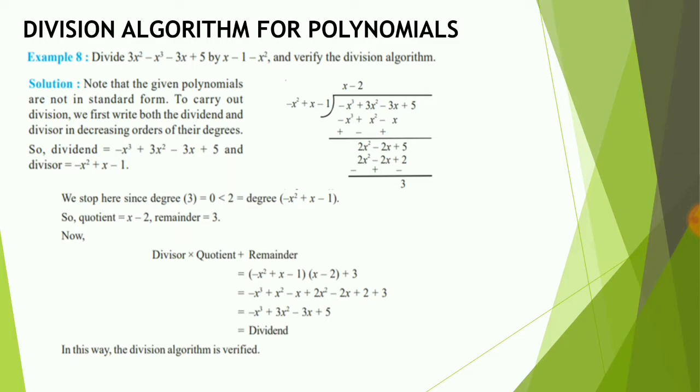We'll check the division. By the division algorithm, we find the divisor into the quotient plus the remainder comes out to be equal to the dividend, because after multiplying minus x square plus x minus 1 by x minus 2, and adding 3 to it, we get the answer as minus x cube plus 3x square minus 3x plus 5, which is the dividend. So hence the division algorithm is verified.